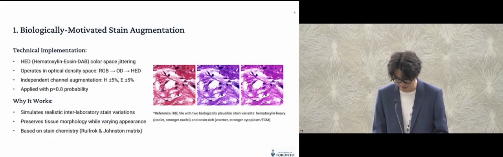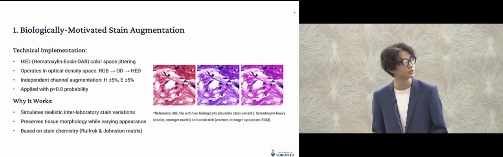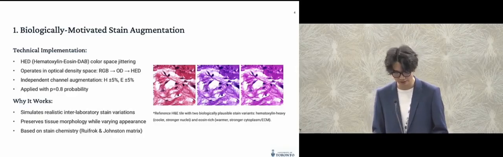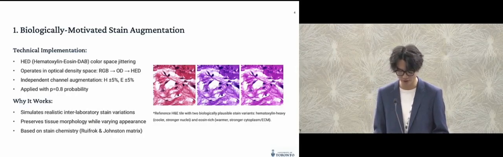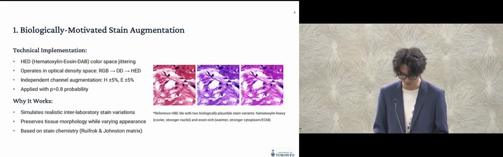First, we start with the first innovation. Standard color jittering isn't enough. We have implemented HED jittering. Technically, we convert the RGB space into optical density space, and we independently adjust the H&E channels by plus or minus 5%. This matters because it simulates realistic inter-laboratory stain variation caused by different chemicals or scanners, forcing the model to learn morphology rather than just memorizing the color palettes.